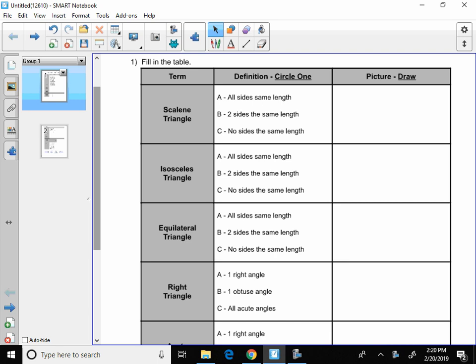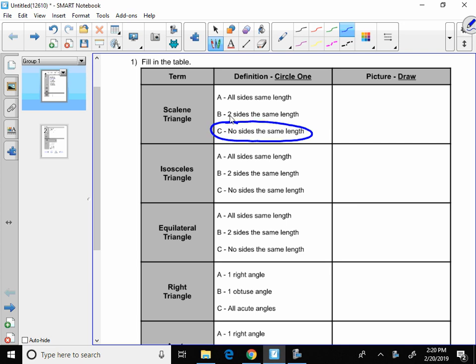Just make it as perfect as you can. Okay, the first one, a scalene triangle. Think silly scalene, where no sides are the same length. And when you draw that picture, try to draw a short side, a medium side, and a long side.